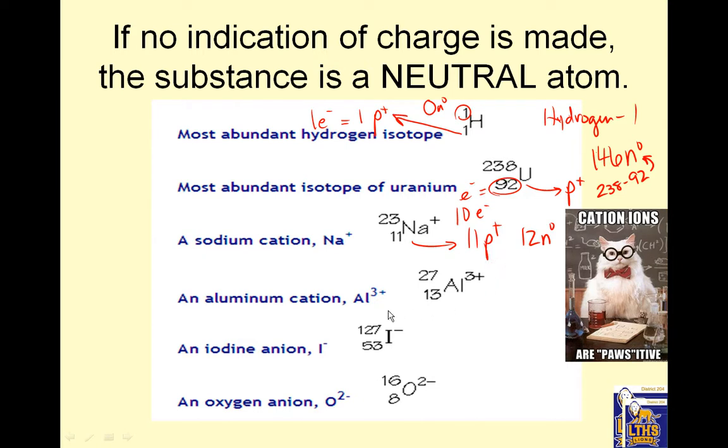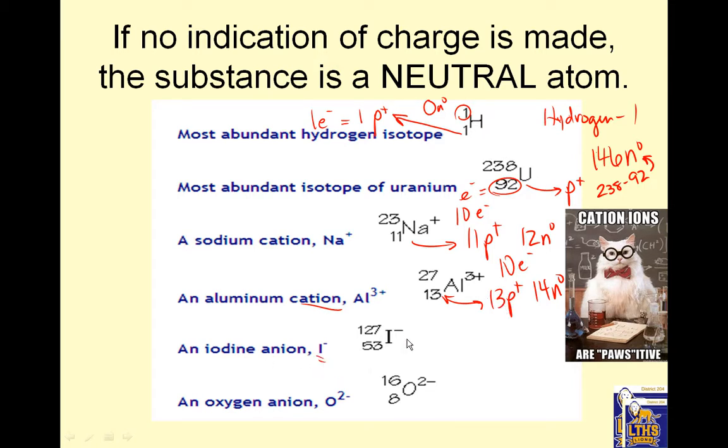It's a cation. Oh, look, another cation, positively charged. 13 protons, atomic number. 14 neutrons. 27 minus 13 is the rest of the nucleus. And then 10 electrons. How do I know? Because it's got a plus 3 charge. That means 3 more protons than electrons.